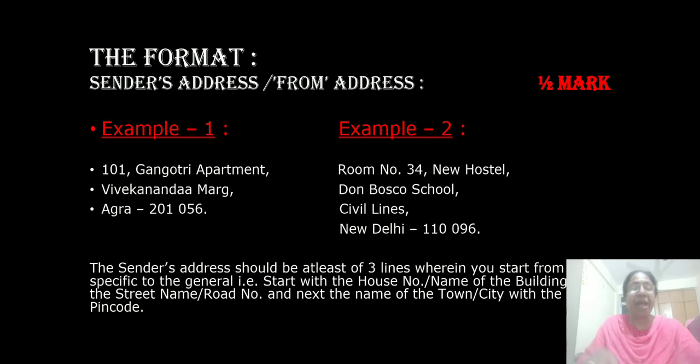I repeat, the pattern is a 3-line address with house, road number or road, and town with punctuation, that is comma, comma, full stop. This is the pattern, comma, comma, full stop. Make sure that the address in its entirety should be correct. If there is any mistake in the address, you will not get half a mark. Leave a line, then write the date.